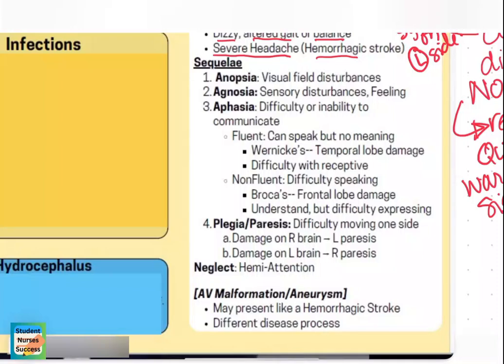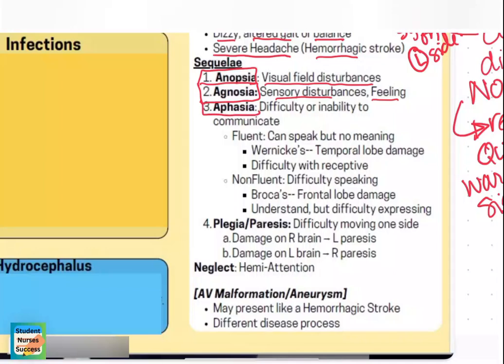So, I've got here several that I want to talk about. The first of which is anopsia. Anopsia is visual field disturbances. Some individuals with stroke may lose parts of their visual field based on the damage to their brain or their visual centers. And so they may have some difficulty with visual disturbances. Agnosia is sensory disturbances that have to do with feeling. So they may lose the ability to maybe touch something and recognize it based on touch if they have agnosia.